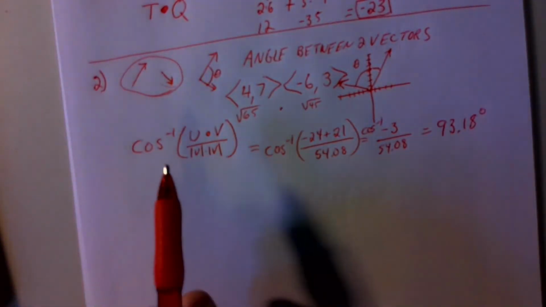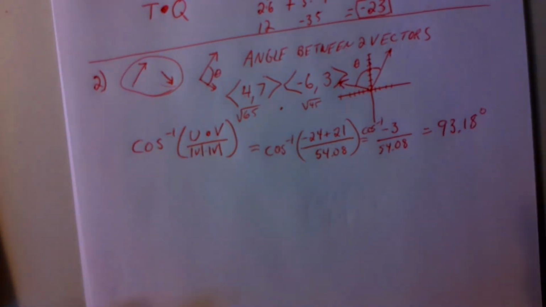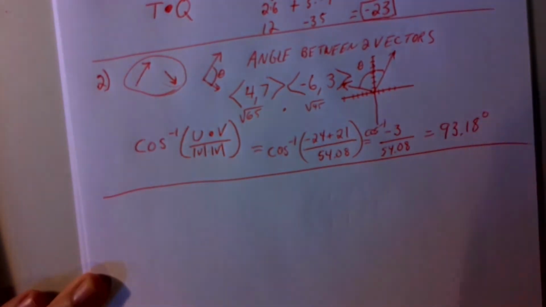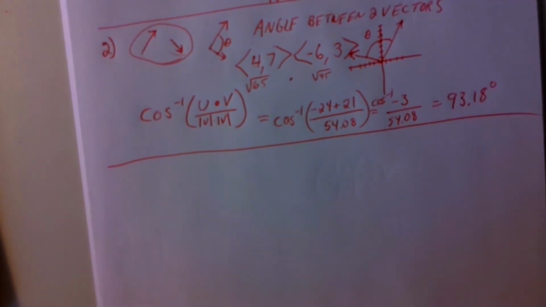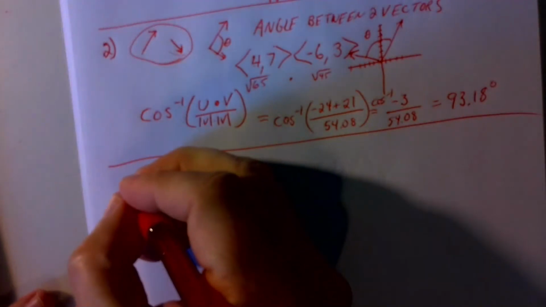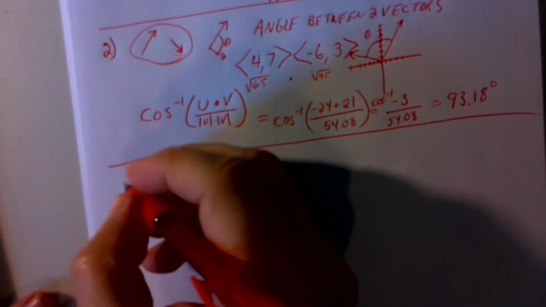I got this nice little formula right here. It says cosine inverse u dot v over the magnitude of u times the magnitude of v. So if you see that come into play and you're given two vectors, we're like, hey, what's the angle between those two vectors? You'll realize what you get out of it. Cool. Okay, so let's try another one right now.